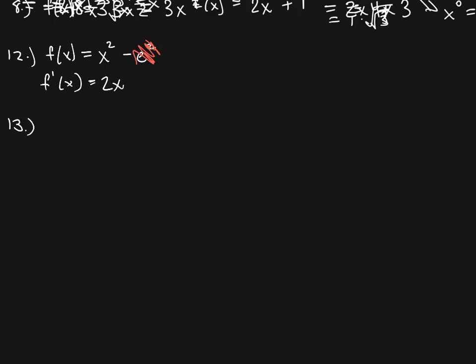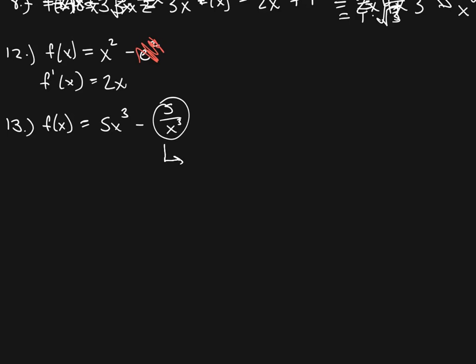Problem 13. We have f of x equals 5x to the third minus 5 over x to the third. All right, now this term is simply 5 times 1 over x to the third, which is, of course, equal to 5 times x to the minus 3. So that's the same thing. So recognizing that and rewriting can help us out.